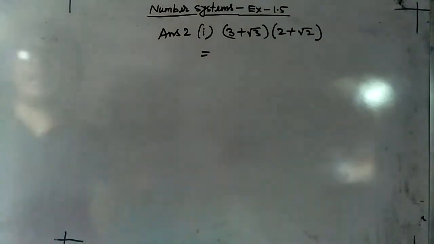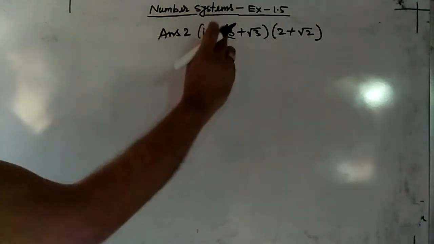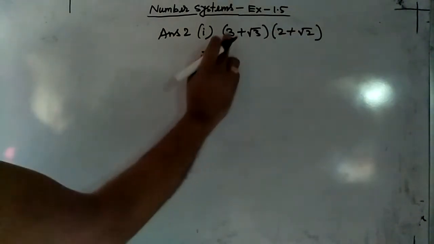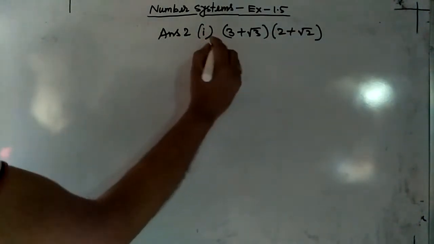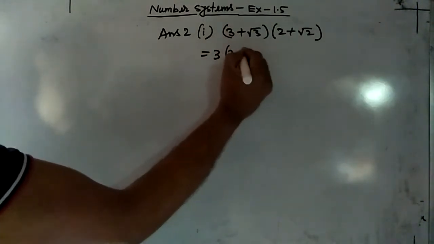If you want to multiply, you have to multiply like algebra. In class 8 you did multiplication of algebraic terms. Similarly here also you have to multiply. You have to use distributive law. What is distributive law? Here 3 plus root 3 into 2 plus root 2. So if you use distributive law, then multiply 3 with 2 plus root 2.